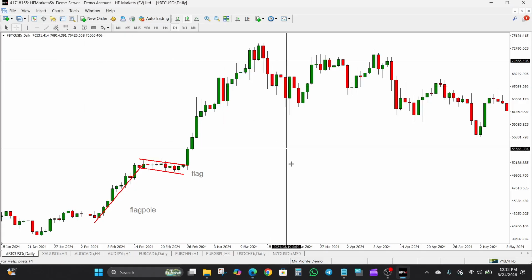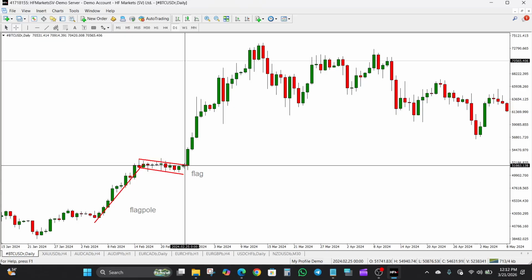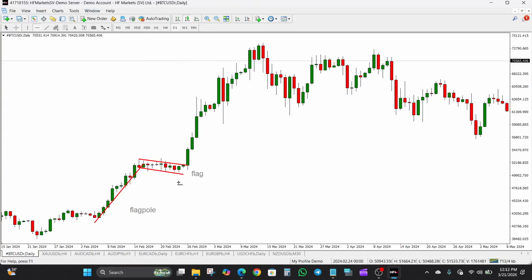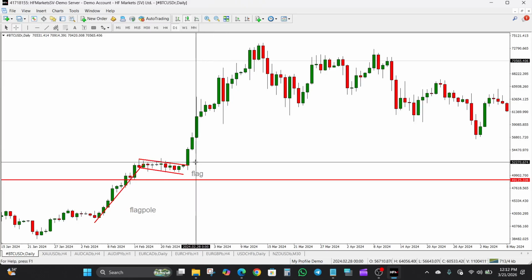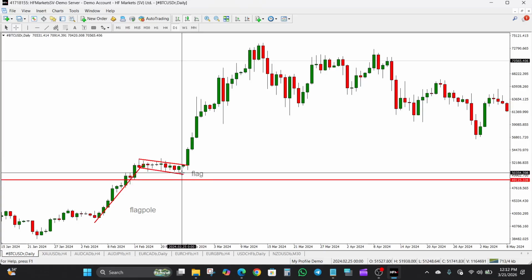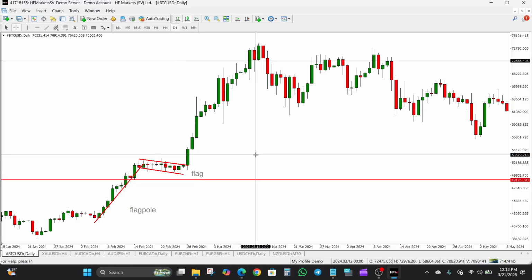Of course, if you enter after a breakout, you won't have the same risk to reward ratio so long as you have the same stop loss level. Let's assume that our stop loss level is here. If you enter after a breakout, your risk would be more than if you had entered at the lower boundary of the flag, unless maybe you want to modify your lot size.